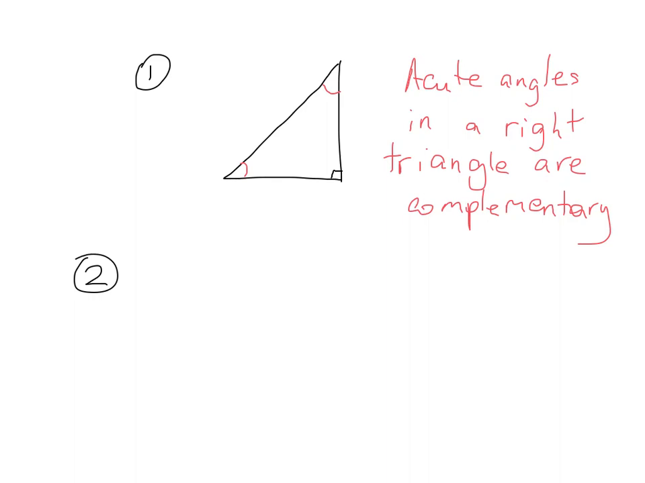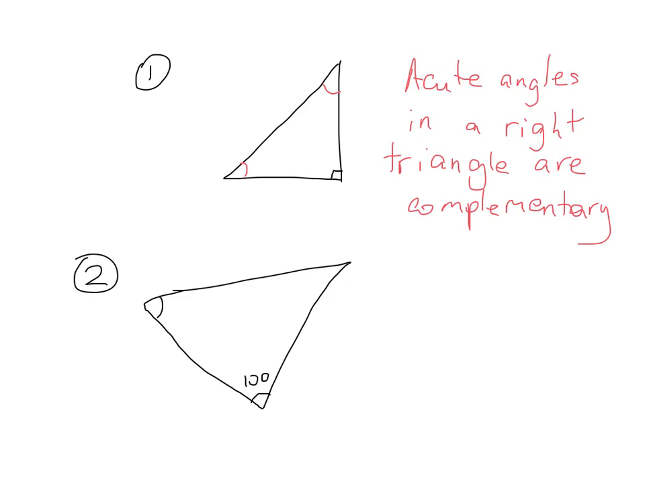Our second corollary states that in a triangle, let's draw a triangle here. That's a pretty lame triangle, but that's okay. In a triangle, there can only be one right or obtuse angle. There cannot be any more than one right or obtuse angle. So let's take a look and see what that means. Let's say this is 100 degrees. Can I have another angle that is obtuse or even right?